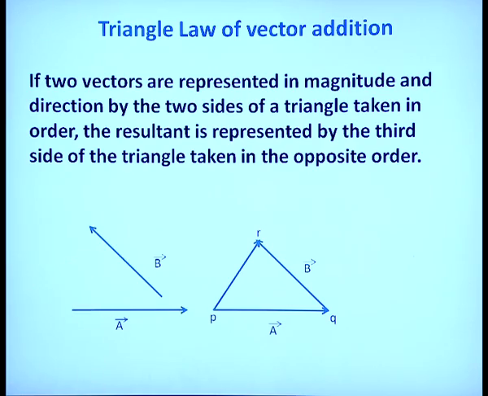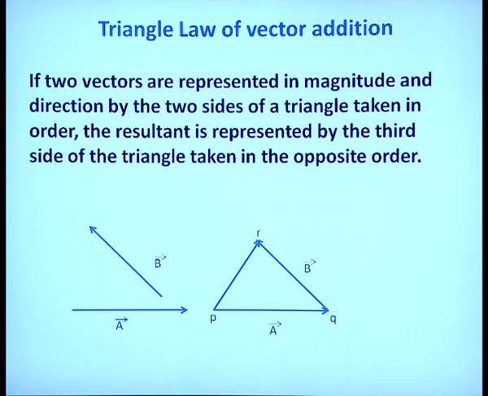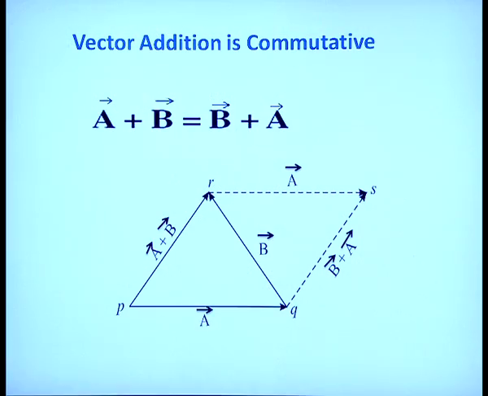This is how you can add two vectors, and the third side, that is PR, represents the addition of two vectors, that is A plus B. Direction is also given by opposite order. In mathematics, when we add two numbers, the addition of number is commutative. For example, 5 plus 3 equal to 3 plus 5. Similarly, vector addition is also commutative, that is vector A plus vector B equal to vector B plus vector A.